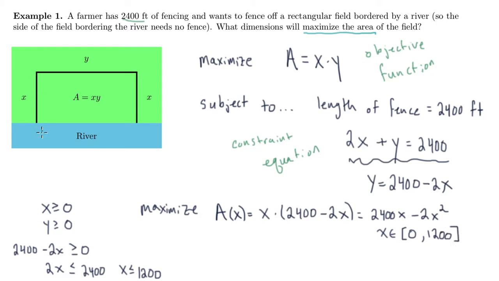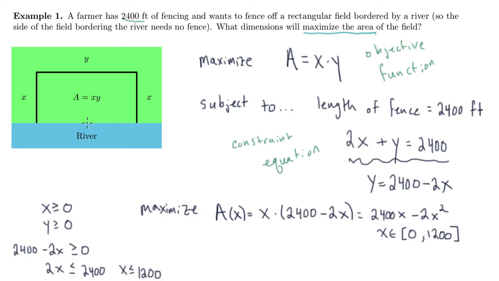If x is 0, then my fence just lies along the river, okay? Of course, there's going to be 0 area. And if x is equal to 1,200, then actually my fenced in area is just a really skinny area sticking out from the river. There's no width to it. So that's sort of like my bounding points or my endpoints, where I would expect the maximum area would be somewhere in between.